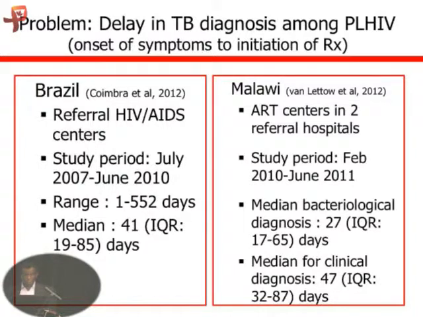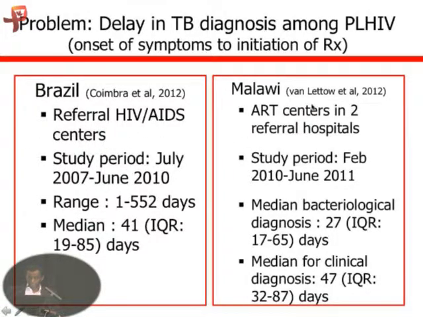So what is the problem? One is clearly the delay in diagnosis of TB among people living with HIV, and this is just what I quickly reviewed in papers published since 2012. One from Brazil looked into referral HIV/AIDS centers for the delay in diagnosis, and the diagnostic delay for diagnosing TB in people living with HIV ranged up to 552 days with a median of 41 in these HIV centers.